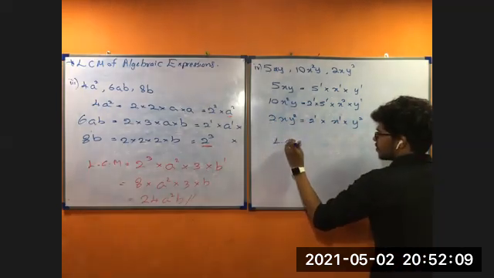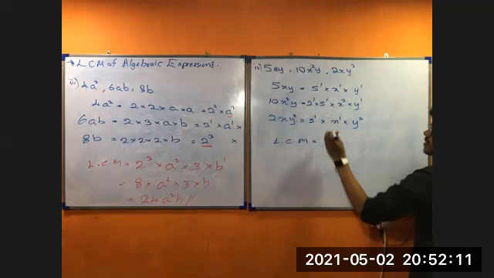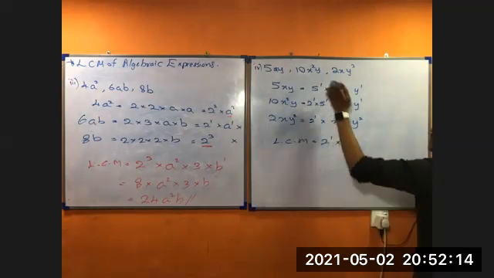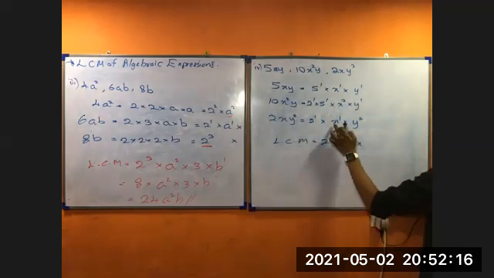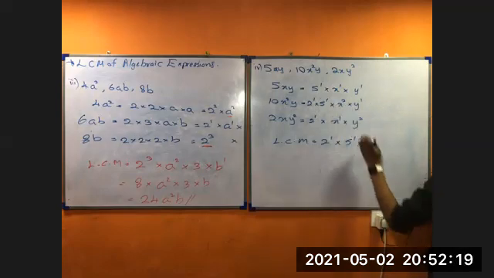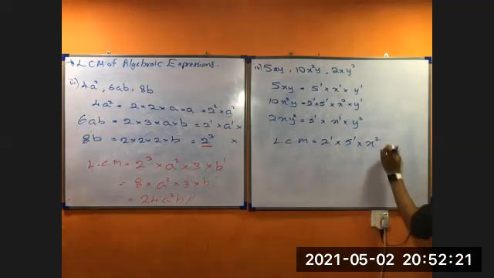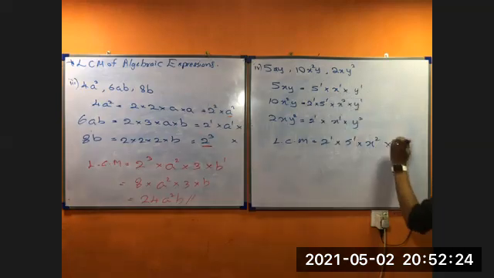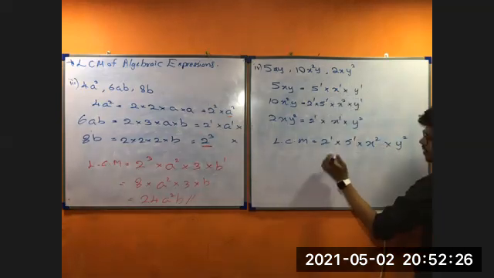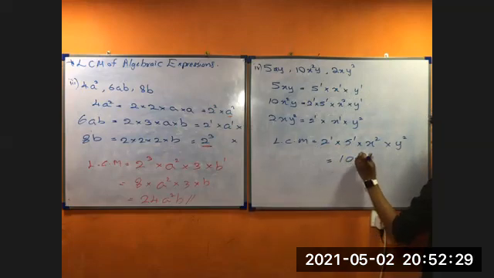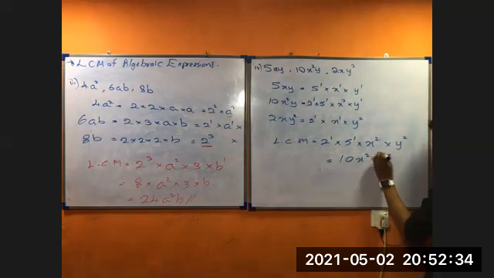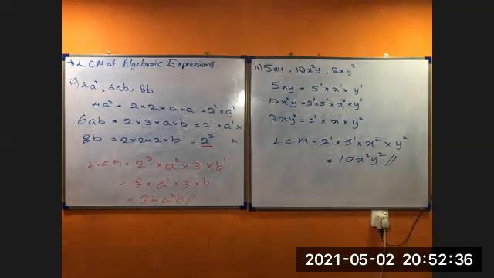So the LCM is going to be 2 to the power 1 multiplied by 5 to the power 1 multiplied by, for x, the highest power is x squared, and for y, it is y squared. So 5 times 2 is 10, so it is 10x squared y squared. Okay, perfect.